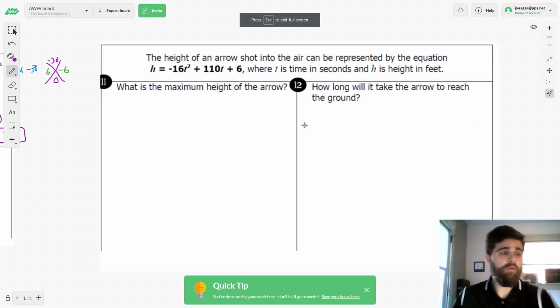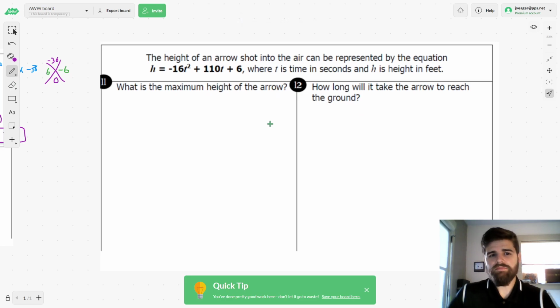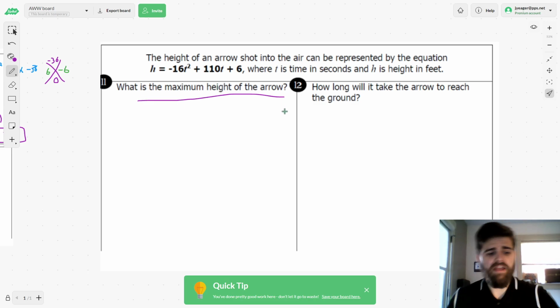You will have word problems on the test, so I'm trying to get you prepared for those with this kind of thing. So it says the height of an arrow shot into the air can be represented by the equation negative 16t squared plus 110t plus 6 is equal to h. T is time in seconds, h is height in feet. So the first question says, what is the maximum height of the arrow?